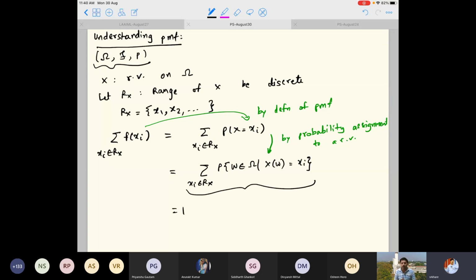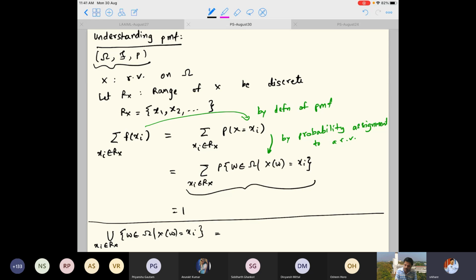So here, what union you are looking at and why is that union disjoint? Can you tell me? So basically you are looking at the union of all omegas in Omega such that X(omega) is equal to xi. That's what you are looking at. And you are taking union over xi in R_X, right? So this is what you are looking at.